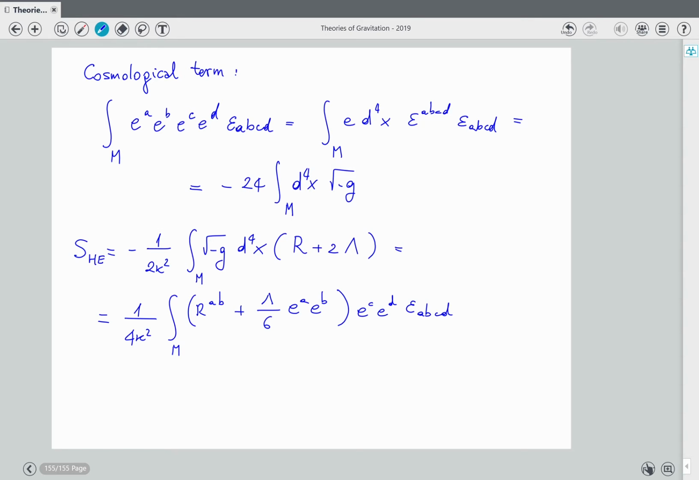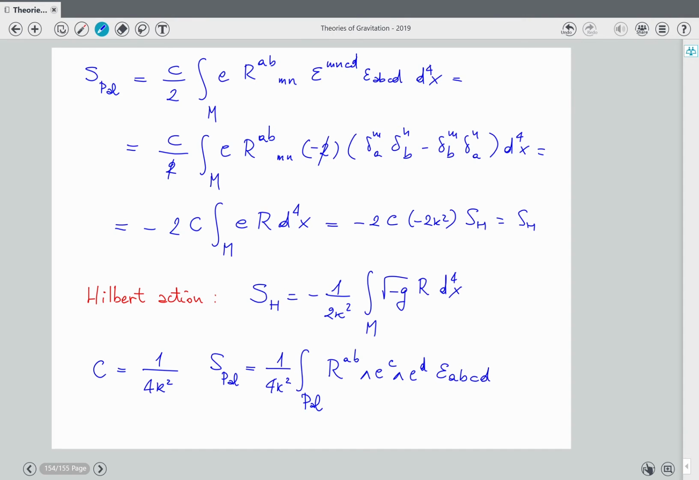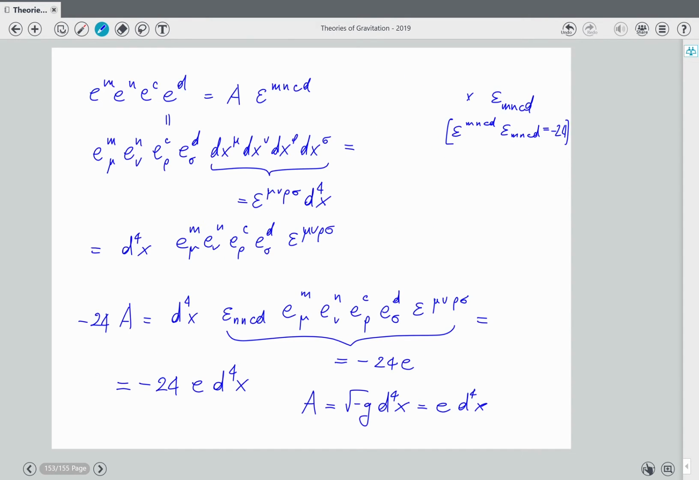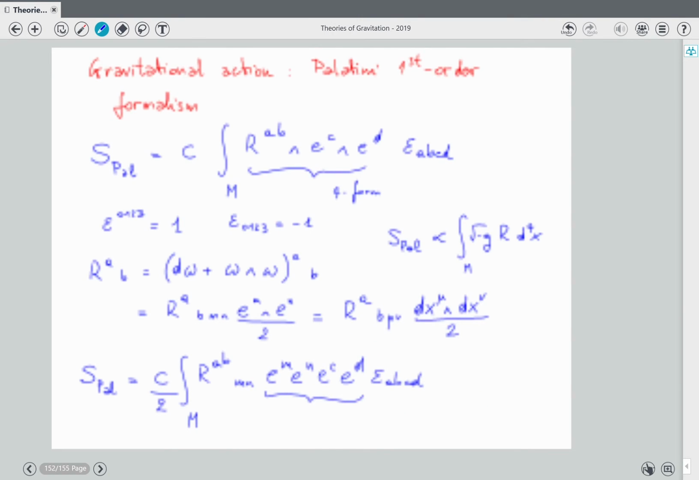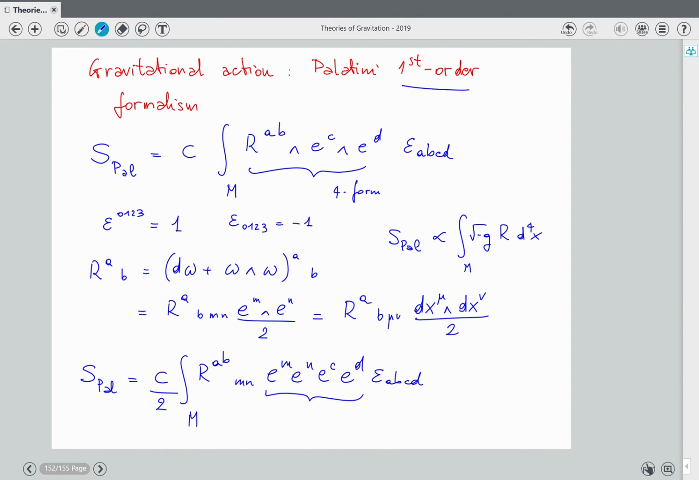Well, still we have not said much about this action. We just have found that it corresponds to the usual one, but when I introduced the Palatini action, I said first order formalism. What does that mean? What is the first order formalism?